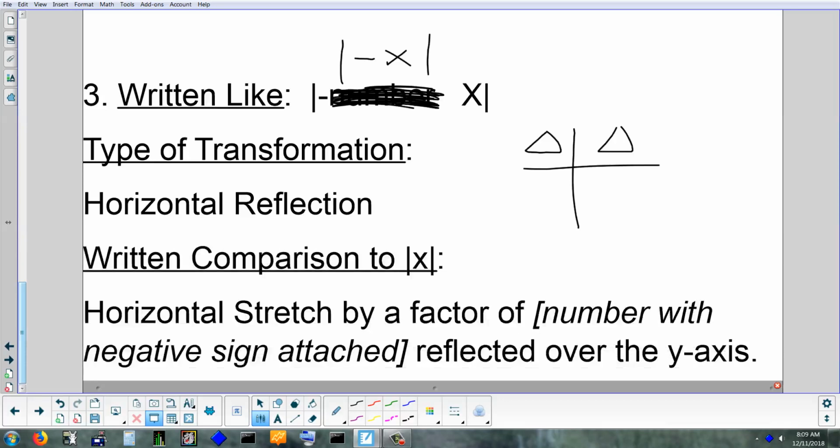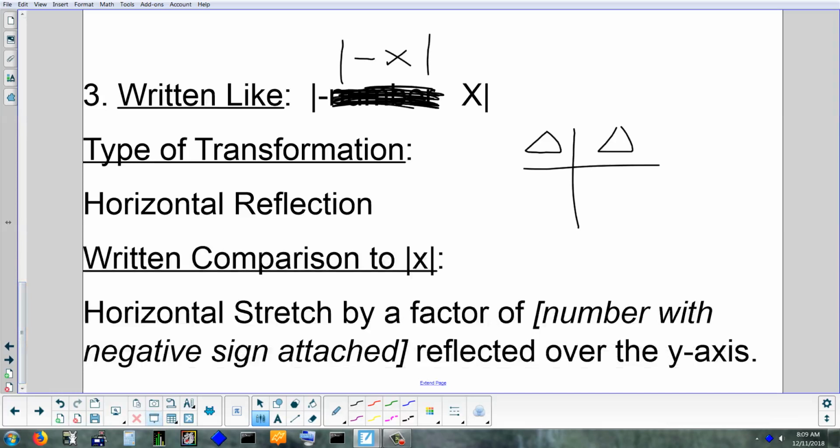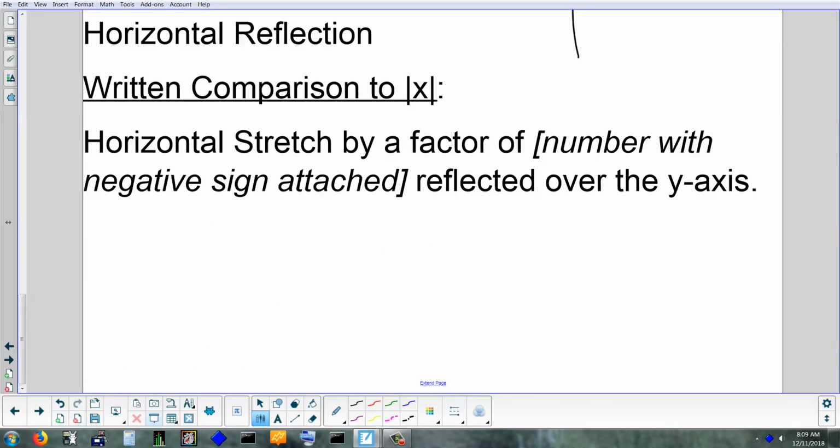All right, and now for this one, let me fix this. I would just say, just write this part. Reflected over the y-axis. Okay, reflected over the y-axis.